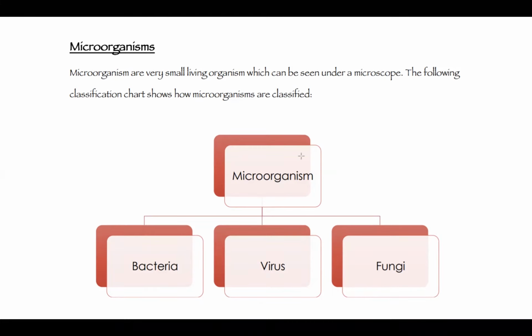Microorganisms are very small living organisms which can be seen under a microscope. So the word micro in microorganism means small. So micro means small, microorganism means small organism. And you can see here in this chart how microorganisms are classified. So they are classified into three groups: bacteria, virus, and fungi. Next, I will explain to you each type of microorganisms and their characteristics.